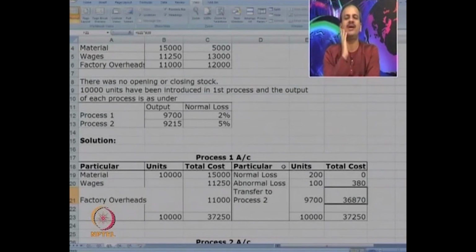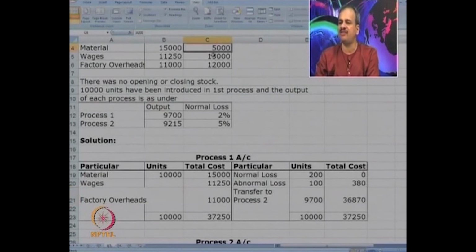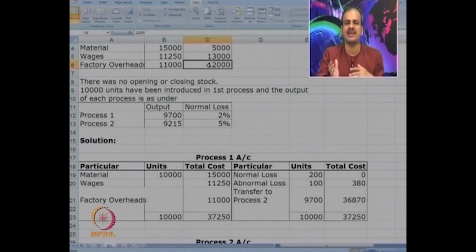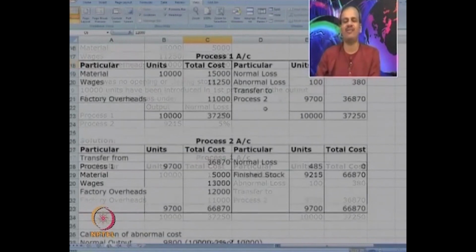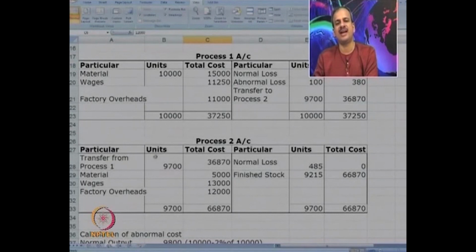So I think by now you can make it on your own. Just think of how will you make process 2 account. So in process 2, first there will be transfer from process 1. Then you charge for material, wages and factory overheads. And on the credit side, look for the losses, whether there is a normal loss, abnormal loss or abnormal gain and so on. So have a look at process 2 account. So you will observe that this 36,870 is charged. Then we charge 5,000, 13,000 and 12,000. So total cost you get is 66,870 for an input of 9,700.